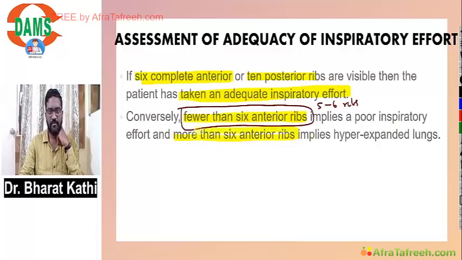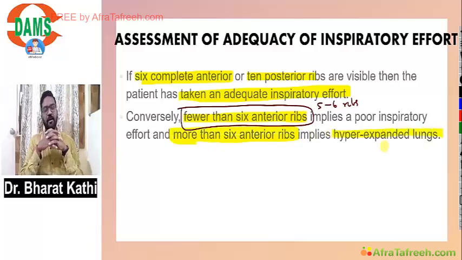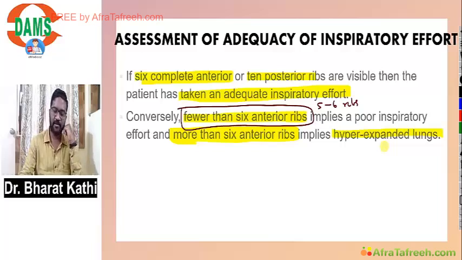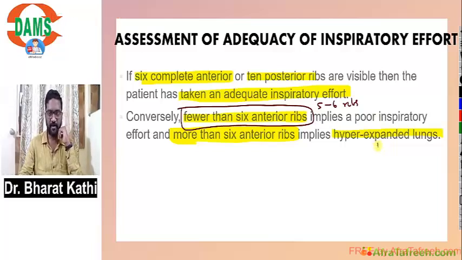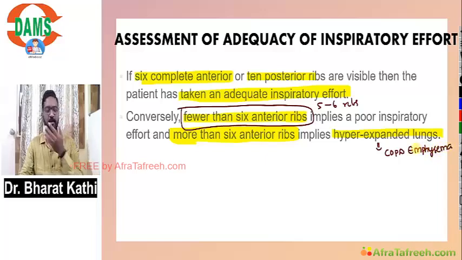So more than 6 anterior ribs generally indicates hyperexpanded lungs. And what is the most important condition responsible for hyperexpanded lungs? Usually COPD, emphysema. And whenever you get emphysema as a long case, and if you say hyperinflated lungs, the examiner will ask you, why is it hyperinflated?